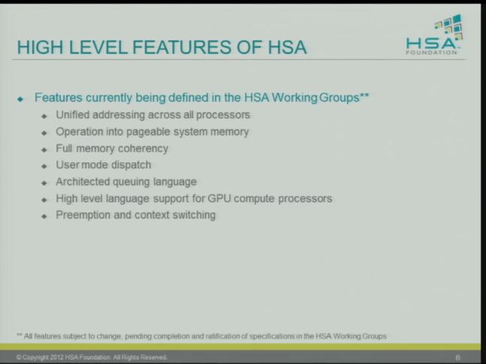High-level language support for the GPU compute processor. In order to run full C++ or full Java, the GPU shader, the parallel processor within the GPU, has to be upgraded with operations like being able to follow a function pointer to do a virtual method, throw an exception, and so forth. And finally, preemption and context switching. As we're looking to make the GPU compute processing pervasive, it's very important that the OS has the ability to provide a quality of service and time slice the machine.